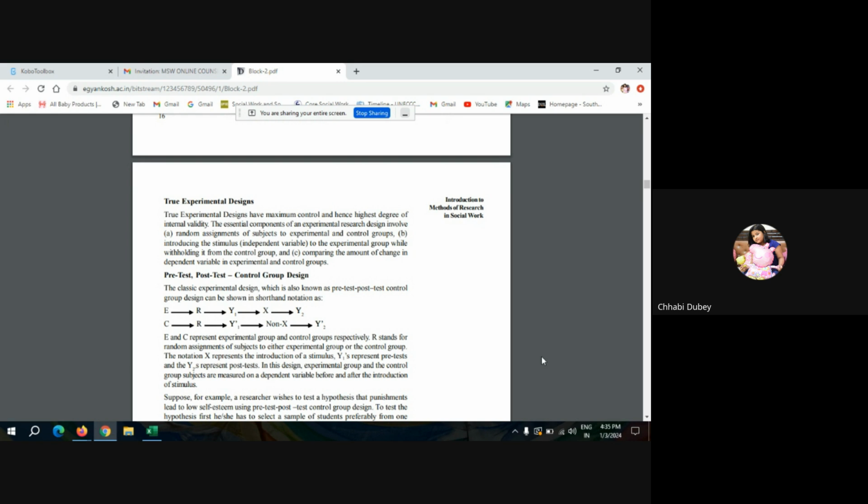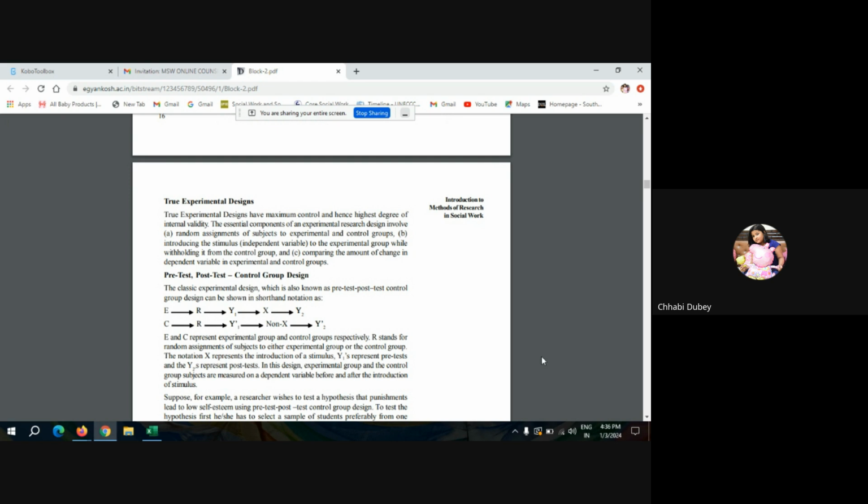And R stands for random assignment of subjects. In both these groups, you will assign certain subjects or individuals and they will be randomly selected. So you are not going to choose individuals based on certain criteria, but you are going to randomly select the individuals and place them into the experimental group or control group. The notation X represents the introduction of a stimulus. Y1 represents the pre-test, the phase where the stimulus has not been introduced.